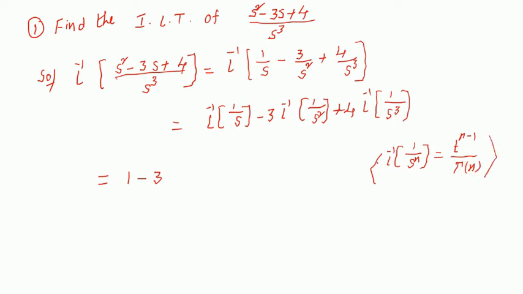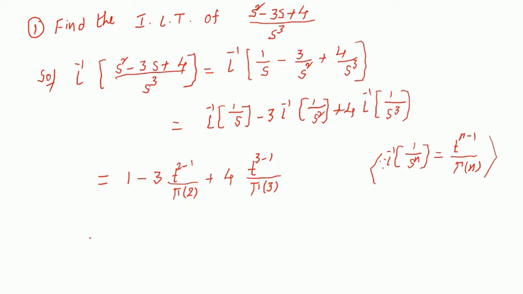By using this formula we can write L inverse of 1 by s square. L of t is 1 by s square, so from that you can write L inverse of 1 by s square is t directly. Otherwise you can use this formula: t power 2 minus 1, because n is 2 here, by gamma of 2, plus 4 into, with the same formula, t power 3 minus 1 by gamma of 3.